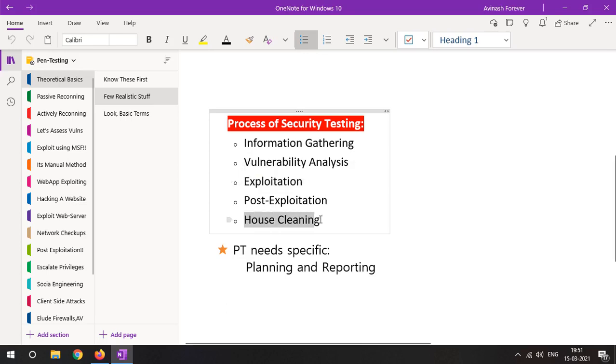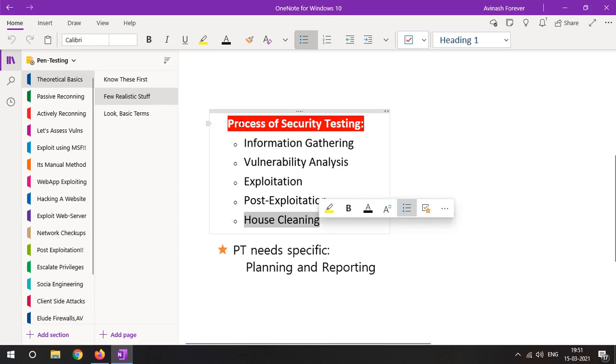And lastly, you have house cleaning. This is included in some processes and in some others it's not. I just included it, and it basically means bringing back the system into the same state in which it was before starting the pen test. So essentially it's removing remnants of the penetration test. So whatever leftovers were there after your penetration test.